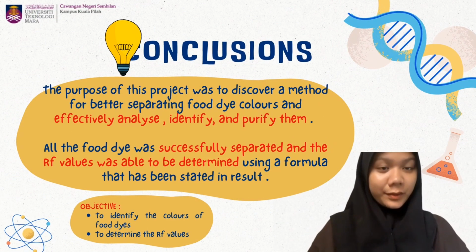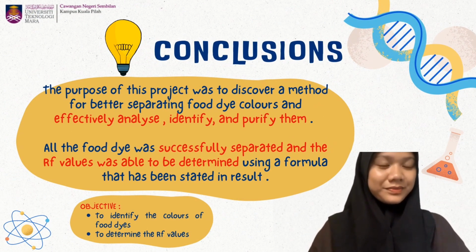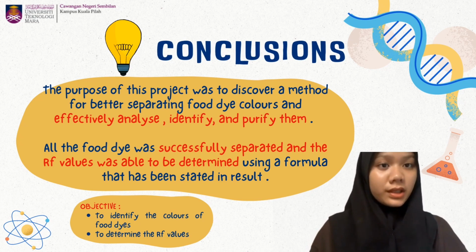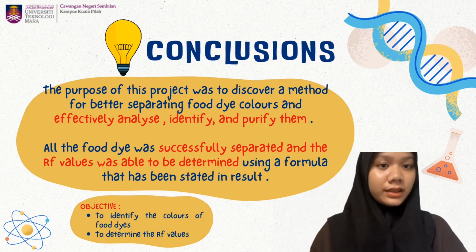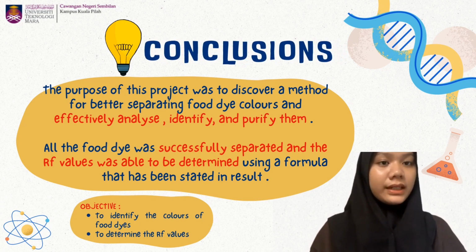So finally, we have come to our conclusion. The purpose of this project was to discover a method for better separating food dye colors and effectively analyze, identify and purify them. The chromatography technique used was planar chromatography, using paper chromatography. All the food dye was successfully separated and the RF values were able to be determined using a formula that has been stated.